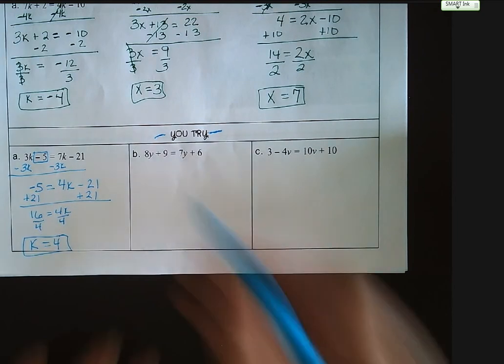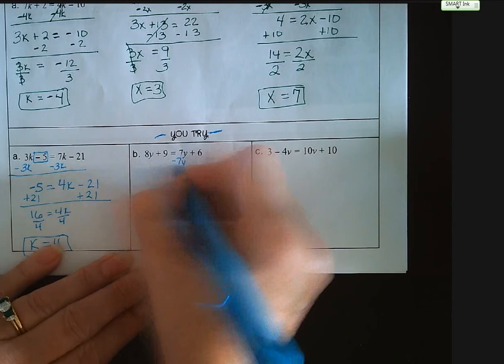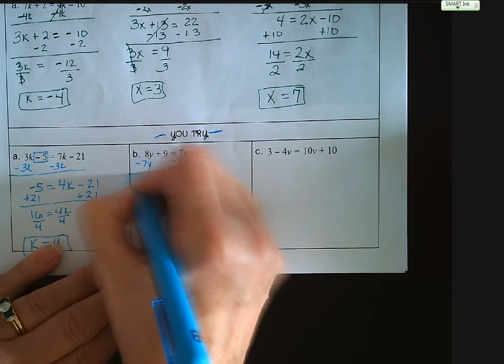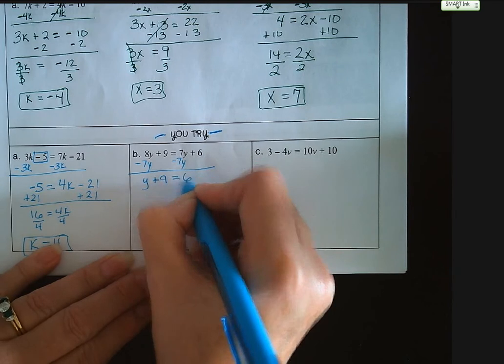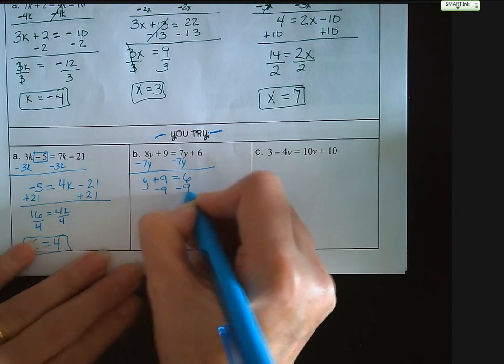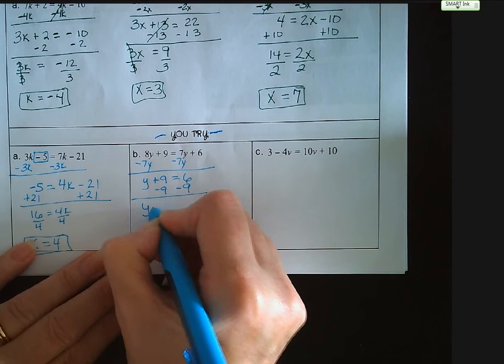Letter B, you're going to subtract 7y from both sides. You got y plus 9 is equal to 6. Subtract 9 from both sides. Y is equal to negative 3.